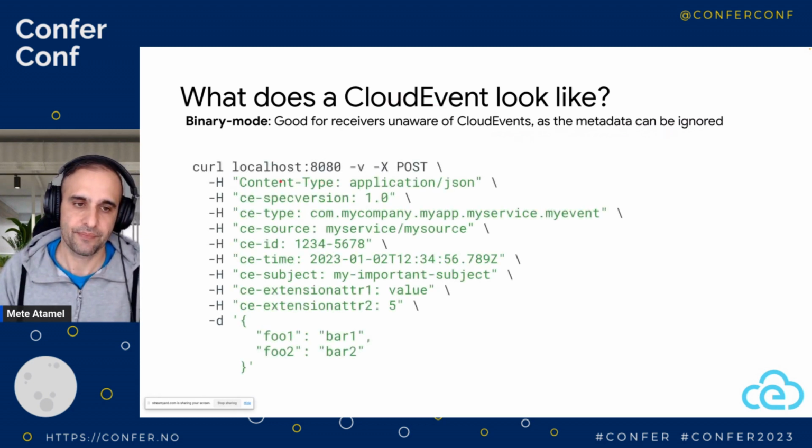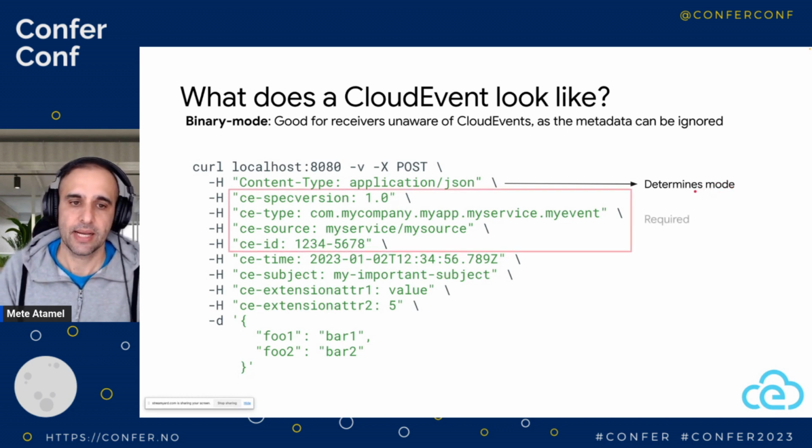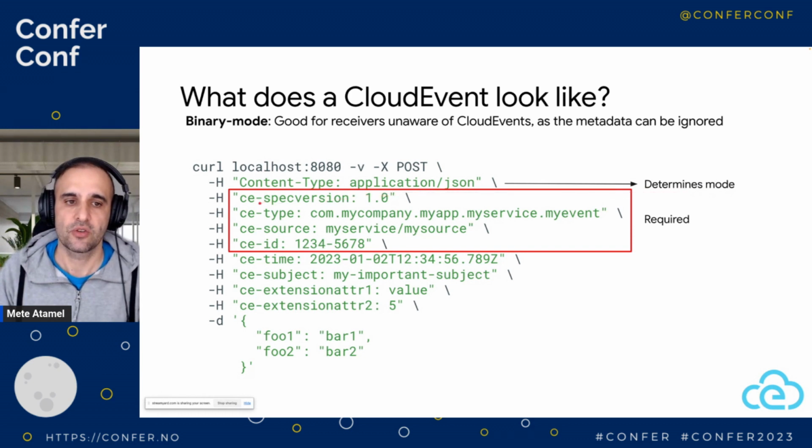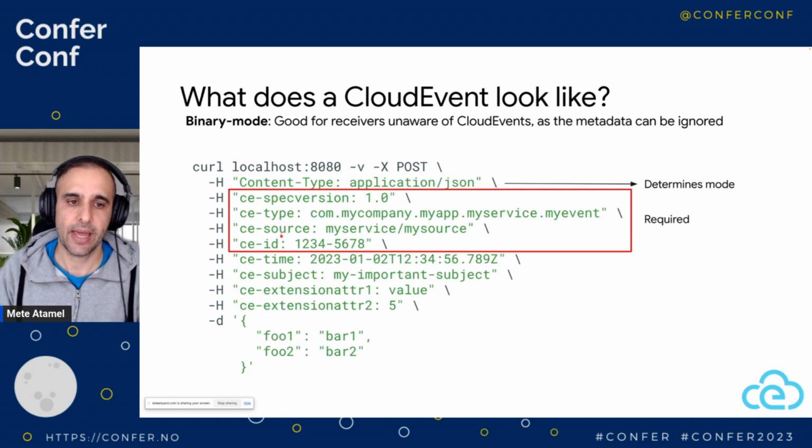So here I'm using curl to send a CloudEvent in binary mode. So you see, this is the CloudEvent. A couple of things to point out here: first of all, the content type defines the mode. So this says it's a JSON content type, and in this case, this means this is binary mode. Then we have some required fields of CloudEvents. The ce- prefix marks the headers for CloudEvents, and the spec version, type, source, and ID are the required fields that you have to set.